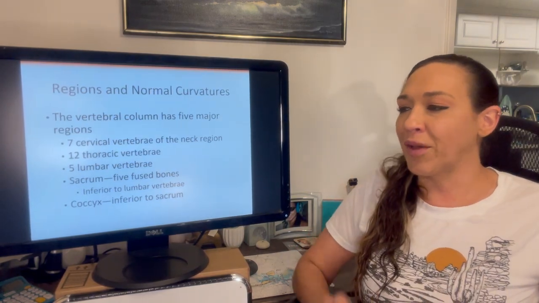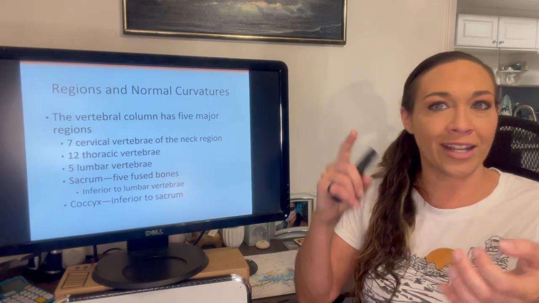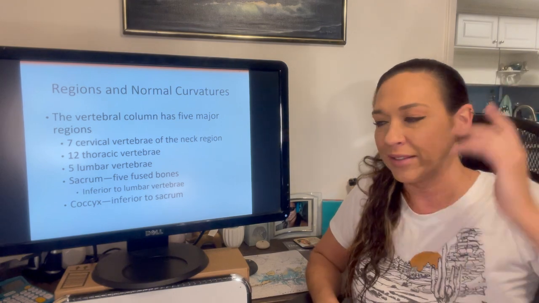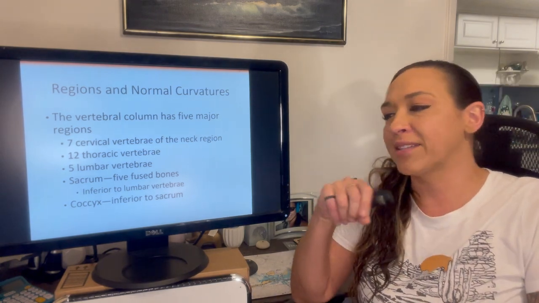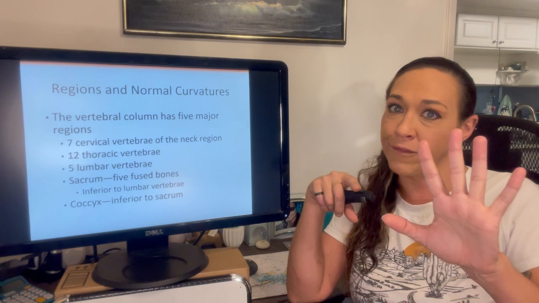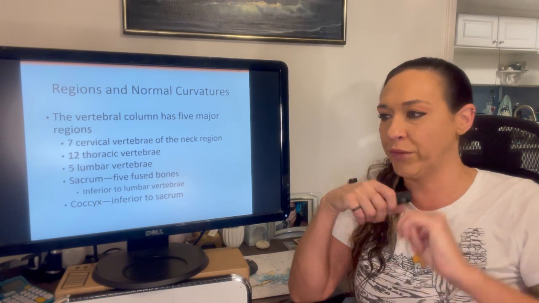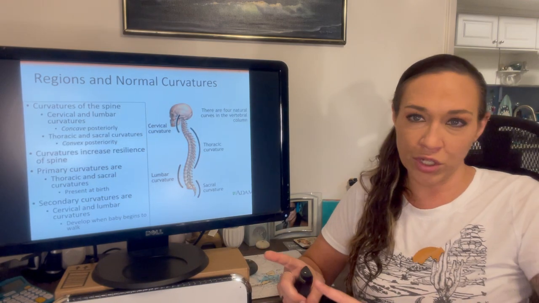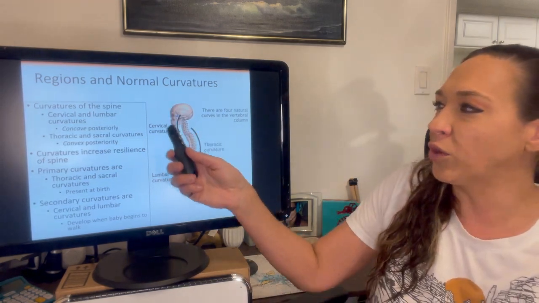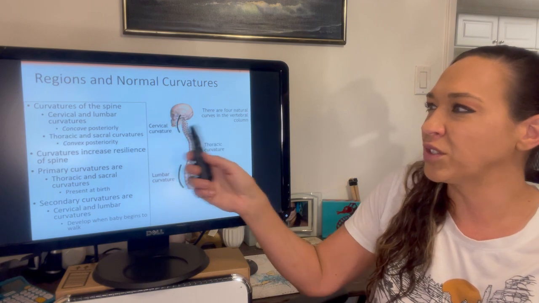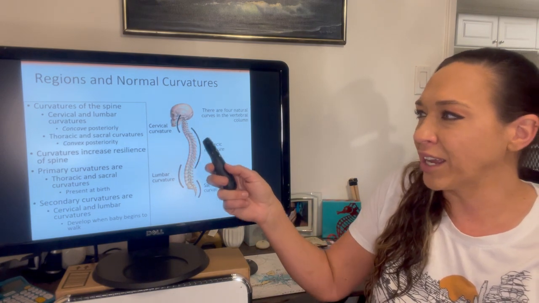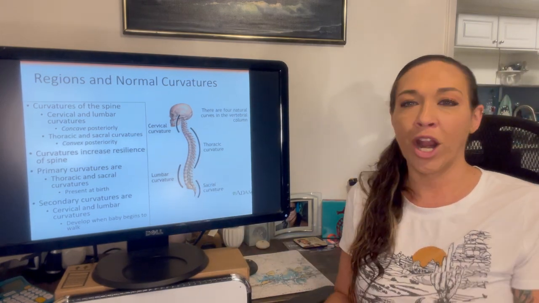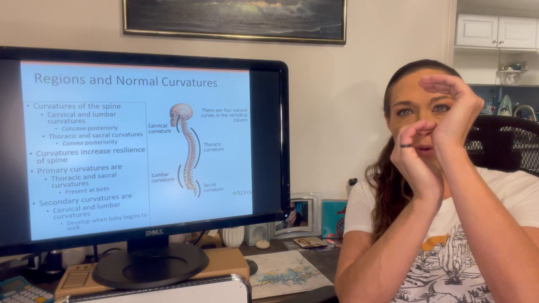Okay, we did talk about the cervical region, right? That's basically starting at the very base of your neck, your C1, your C2. It includes your atlas, which we're gonna talk about. You've got your 12 thoracic, your 5 lumbar, your sacrum, which is 5 fused bones, and your coccyx, which is 4 fused bones, at the very, very bottom. Here are those curvatures that I was talking about, right? Cervical is going to be concave, thoracic convex, lumbar concave, sacral convex, right? Alternating.